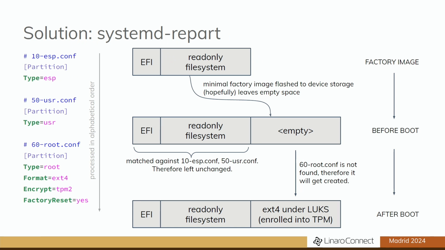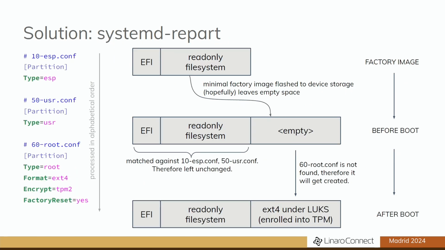And on first boot, then systemd will match the EFI partition against the first one. This one goes against the second, then it sees, oh, that one is missing. So it creates that one. We got the key enrolled, and we get everything that we did with complex scripts before, with standard off-the-shelf systemd components here.